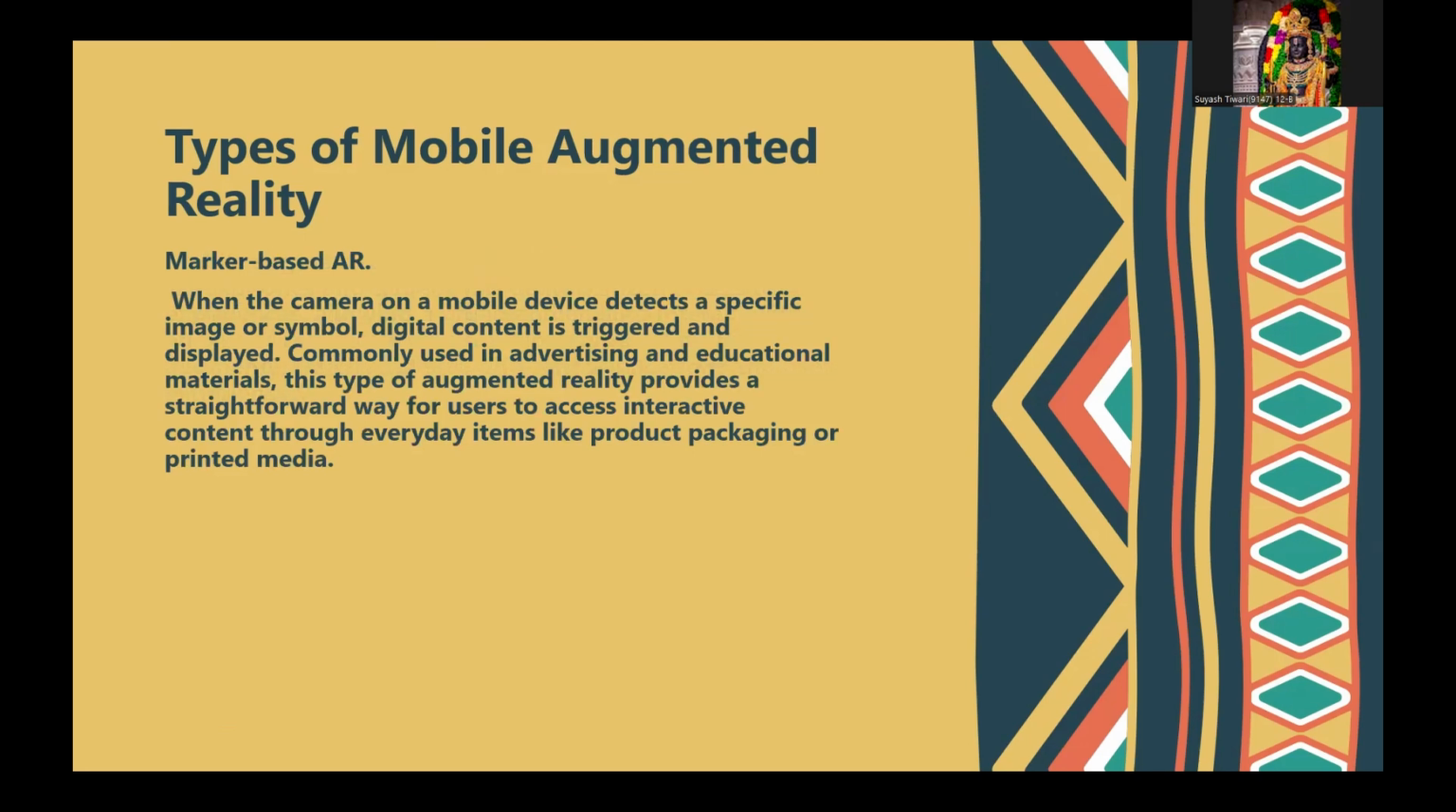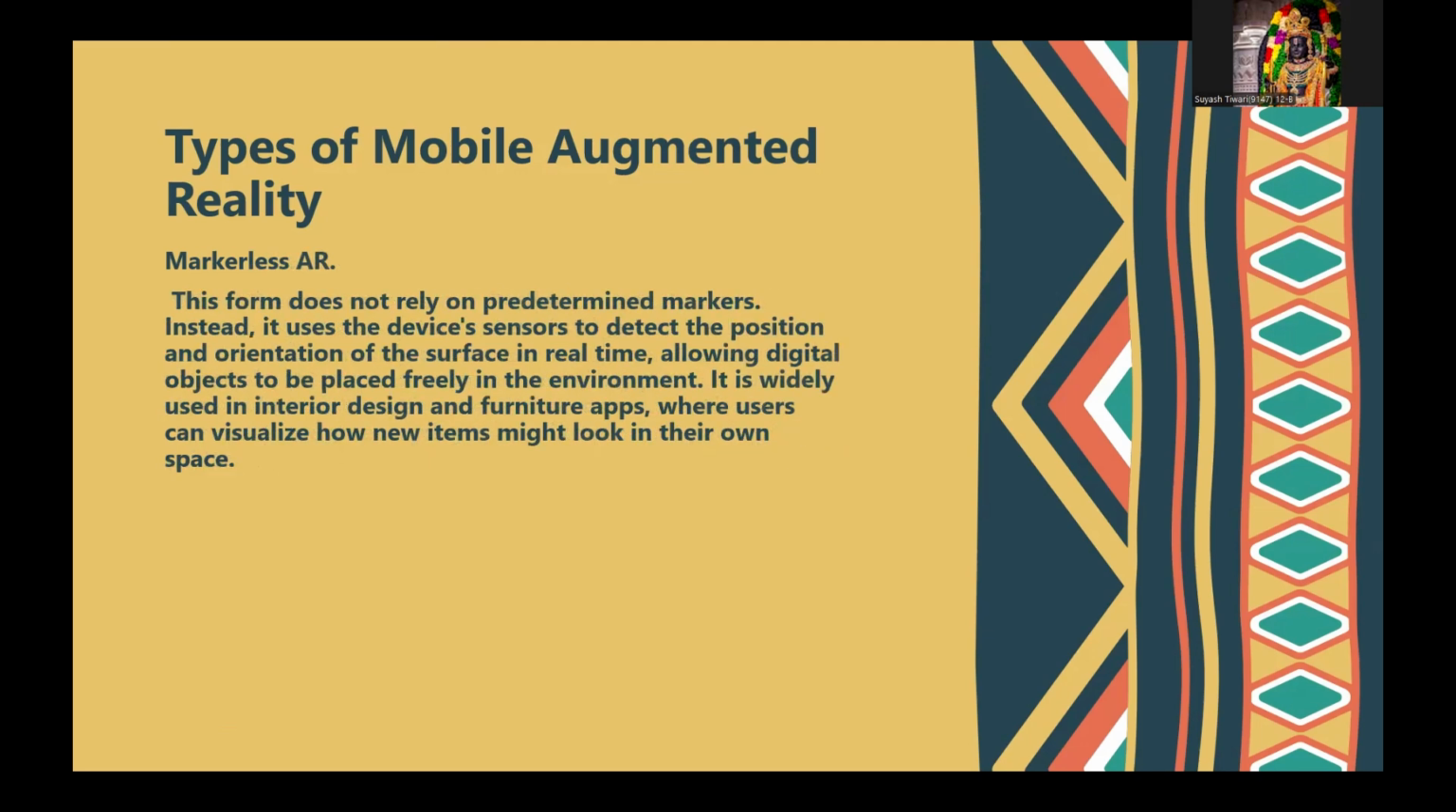So we'll be starting with the types. The first one is marker-based augmented reality. Let me read out the definition, and later with the help of an example I'll discuss how exactly this works. When the camera on a mobile device detects a specific image or symbol, digital content is triggered and displayed. Commonly used in advertising and educational materials, this type of augmented reality provides a straightforward way for users to access interactive content through everyday items like products, packaging, or printed media. Now the second one is markerless augmented reality. This form does not rely on predetermined markers.